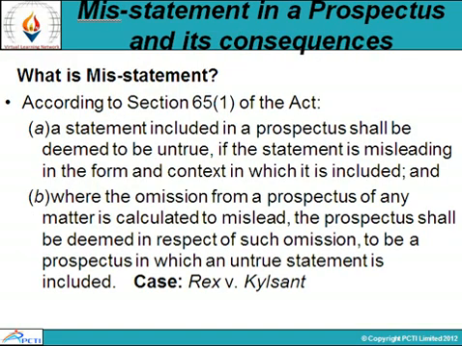Misstatement in a prospectus and its consequences. Now, what is misstatement? According to section 65, first, a statement included in a prospectus shall be deemed to be untrue if the statement is misleading in the form and context in which it is included. Second, where the omission from a prospectus of any matter is calculated to mislead, the prospectus shall be deemed in respect of such omission to be a prospectus in which an untrue statement is included. There is also a case of this misstatement, that is Rex versus Kylstein.